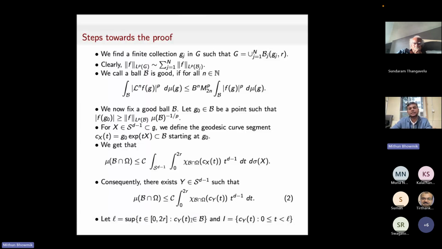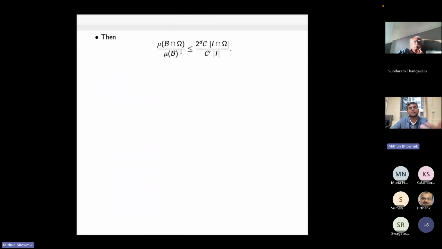L is nothing but the length of the segment that lies inside the ball, and I is that segment. Then one can show that the portion of the ball inside omega will be dominated by the portion of the set I intersected with the set omega. This is the inequality that reduces the problem on the compact manifold to a problem in the Euclidean setup.